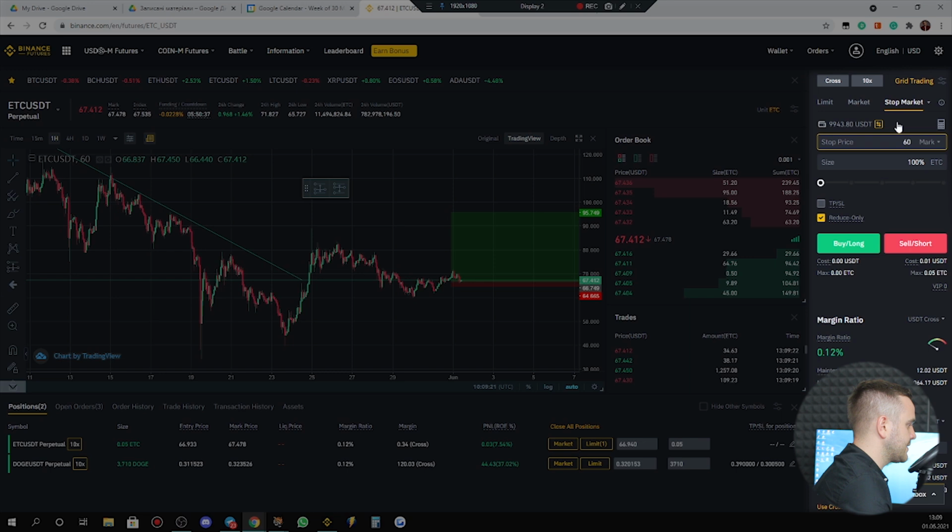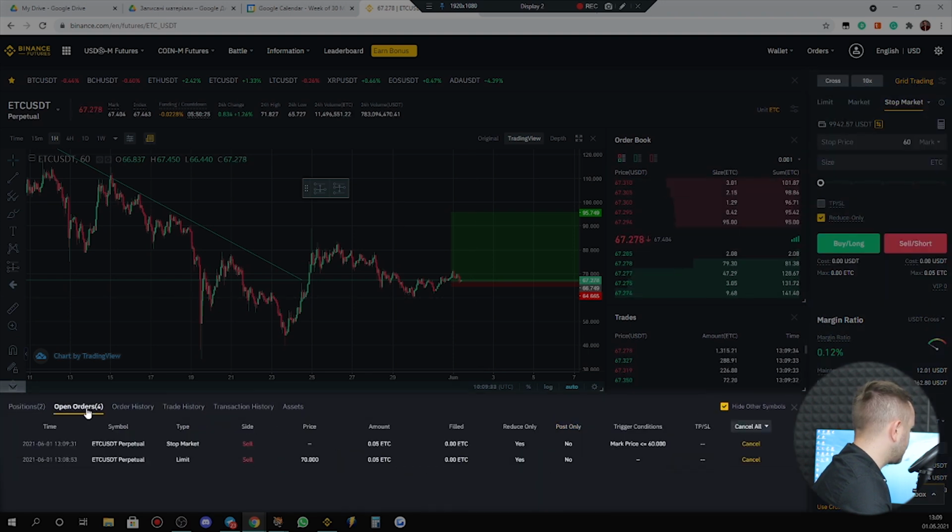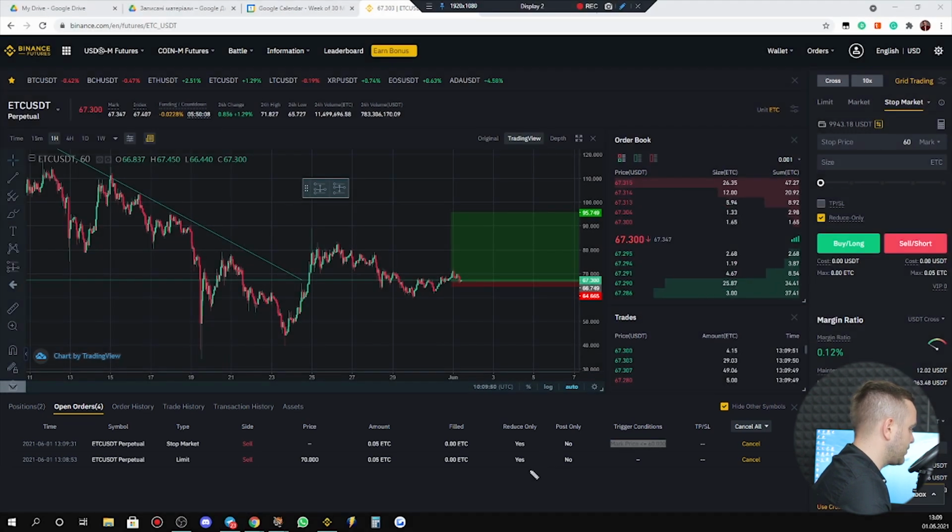Sell stop, as you can see, sell stop, it is sell below current price, sell at 60, sell. Take a look. As you can see, we have two stop market, amount, field, the price. As you can see, triggered conditions, as you can see, 60. What does it mean? If price hits 60, it is sell. Why we set reduce only?